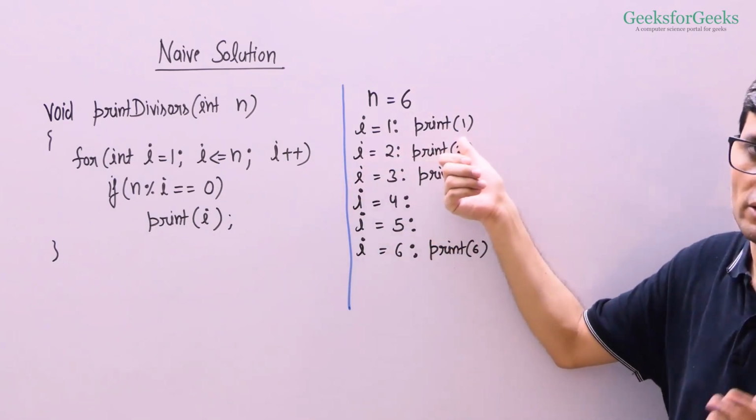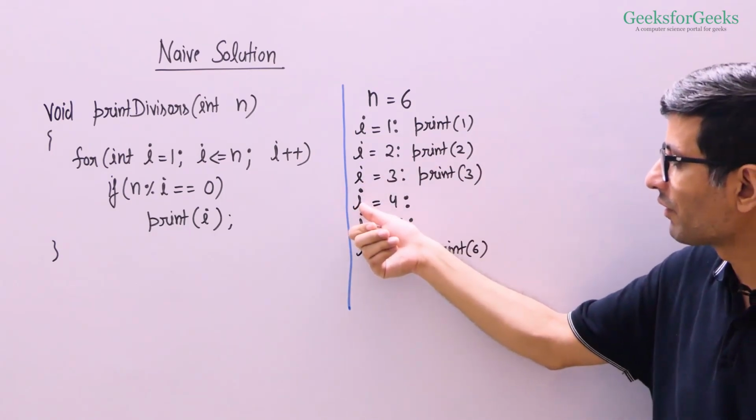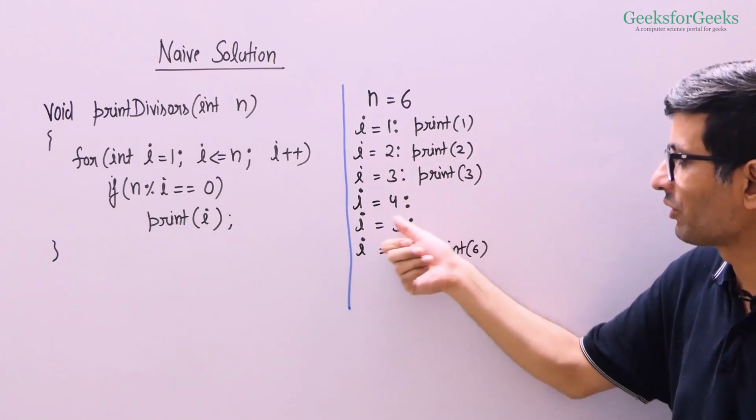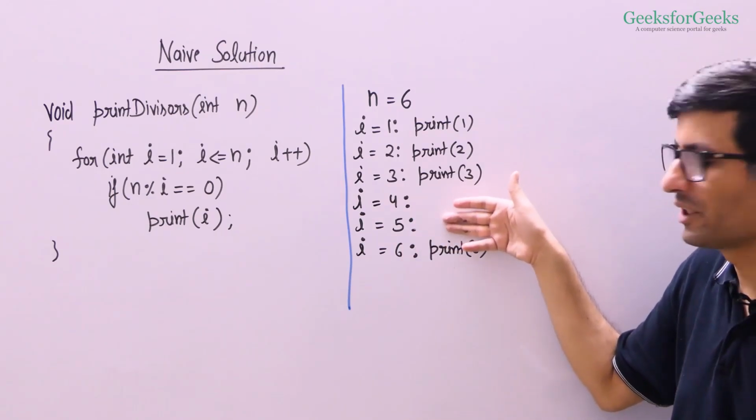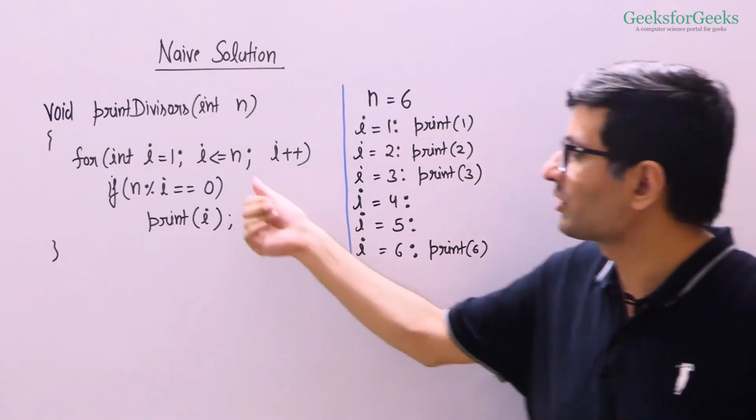When i is 2, then 2 divides 6, so we are going to print 2. For 3, we are also going to print. For 4, 4 does not divide 6. 5 also does not divide 6. So we are not going to print anything for these. 6 divides 6, so we are going to print 6 and we are going to stop at 6.